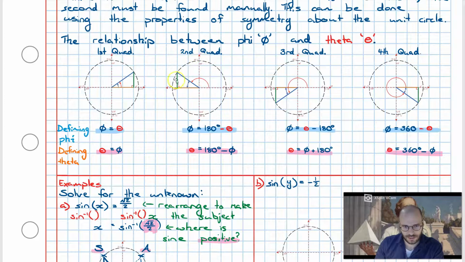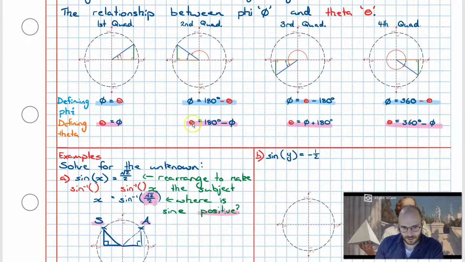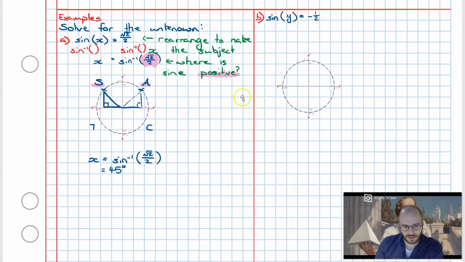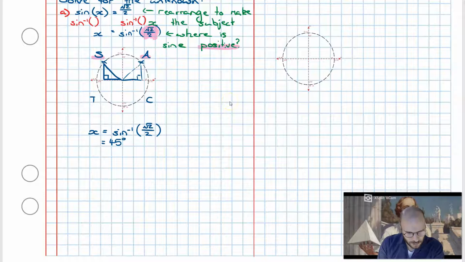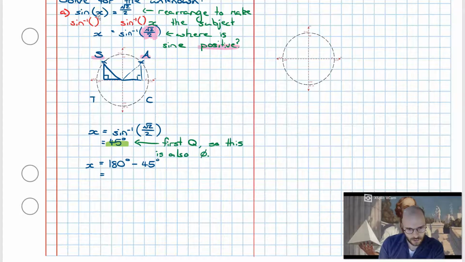Now to be able to find the second solution, we have to look up again and look at the relationship between phi and theta in the second quadrant here. And what we can see is, explaining theta in terms of phi, theta is equal to 180 degrees minus phi. So to find this second solution, instead of theta we write x, and we say x is equal to 180 degrees minus the 45 degrees. Because remember, this is in the first quadrant, so this is acting as our phi. Therefore, the second solution to this particular problem is going to be 135 degrees like so.